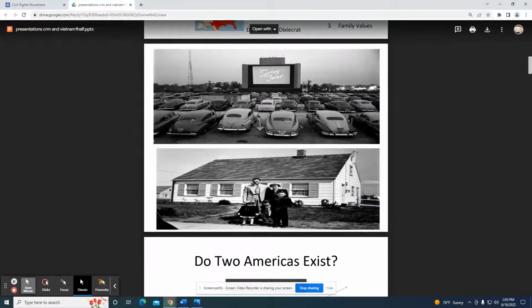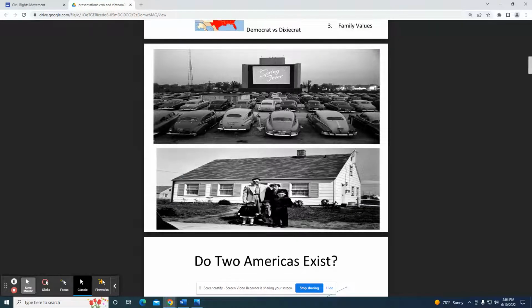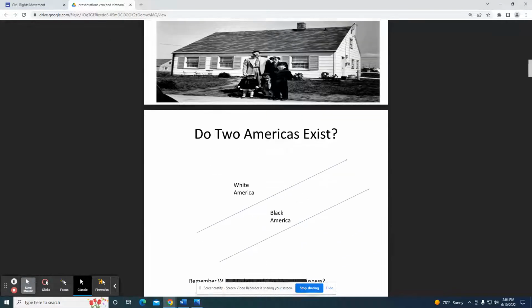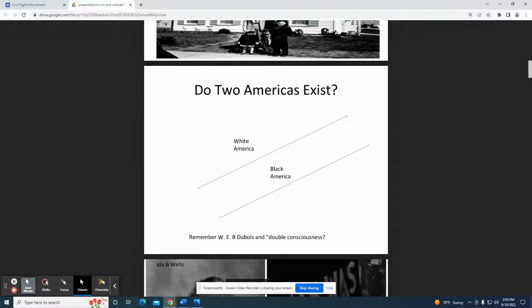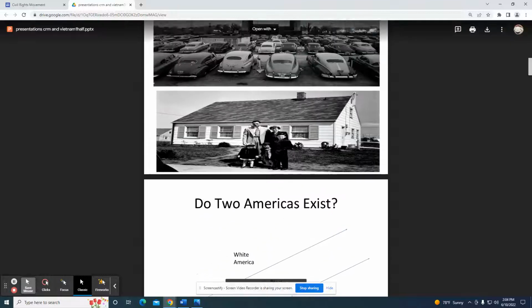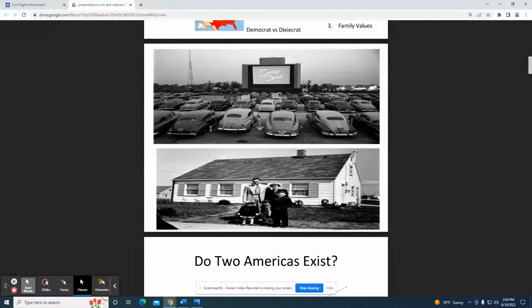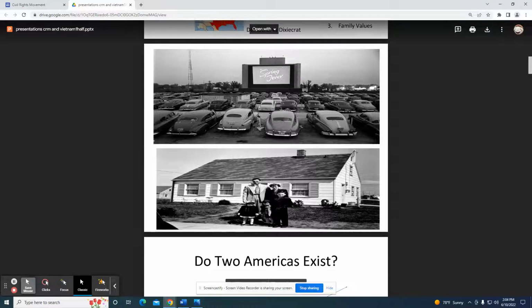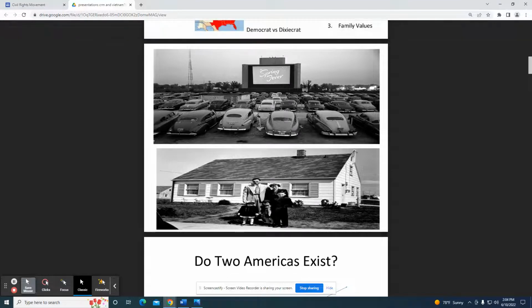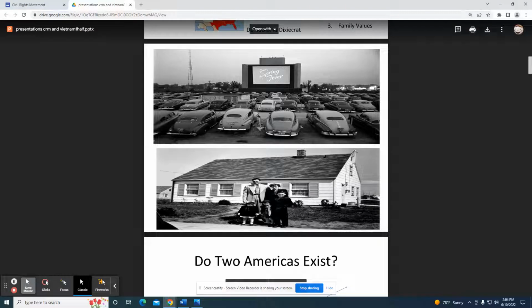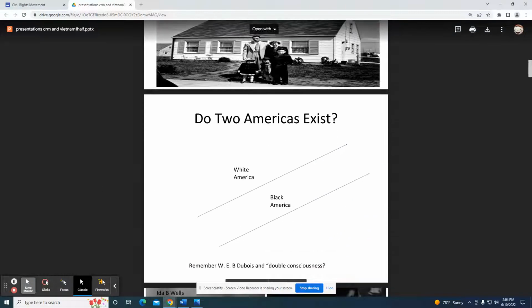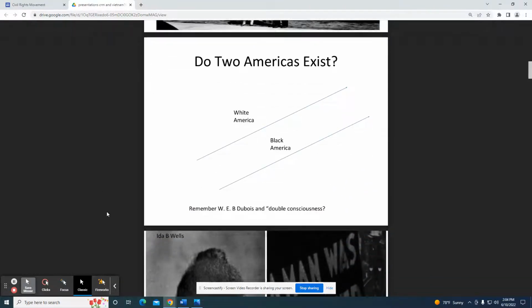So the first presentation topic that you're asked to look at is drive-in movie theaters. Now this one might seem odd, but it looks at this particular debate about whether or not two Americas exist. By the time we're in the 50s and going into the 60s, you see the boom of suburban America. You see these drive-in movie theaters, and some drive-in movie theaters were definitely hostile to African Americans. So this topic is really just here to get you to think about the two Americas that exist, one for white America, one for black America.